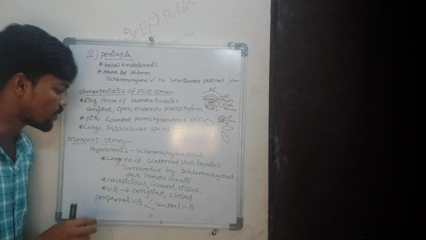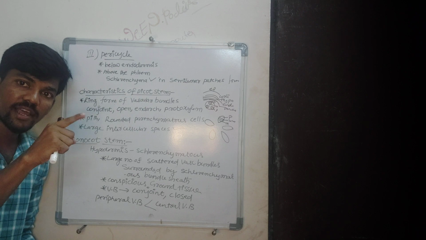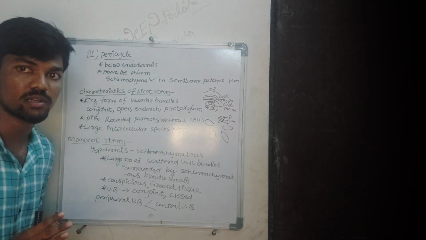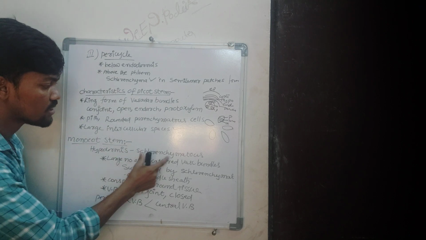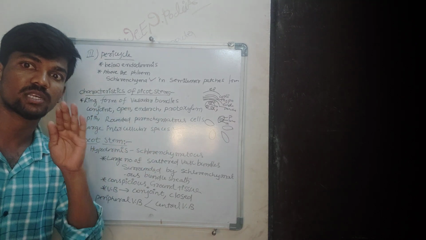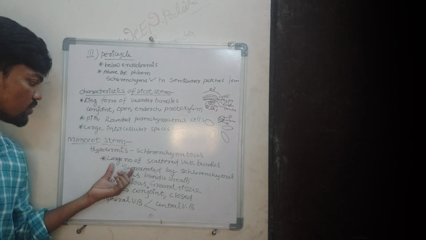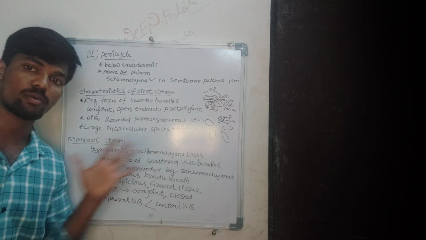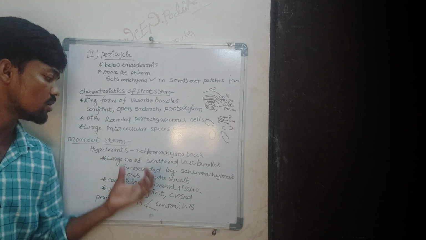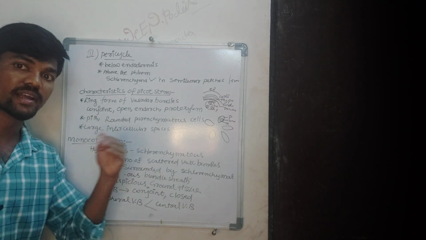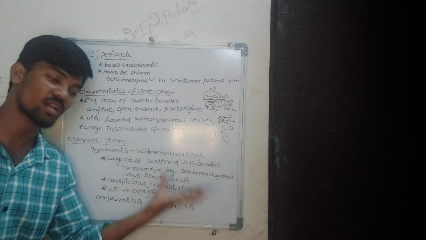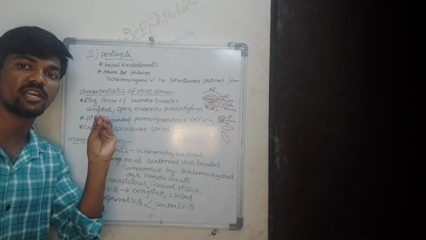Coming to the monocot stem, what happens? The hypodermis: in the dicot stem also we have a hypodermis, made of a collenchymatous layer. But here it is made up of sclerenchymatous tissue. A large number of scattered vascular bundles are present in the monocot stem. But in the dicot stem, a ring form of vascular bundles is present, whereas in monocot, scattered vascular bundles are present. These are the main differences.